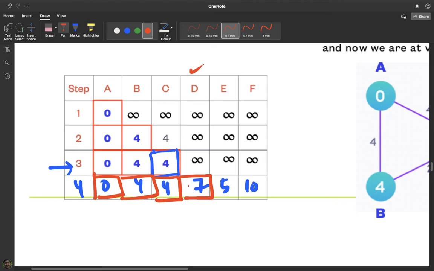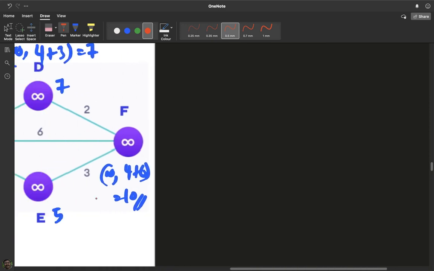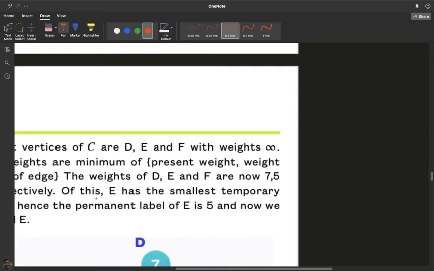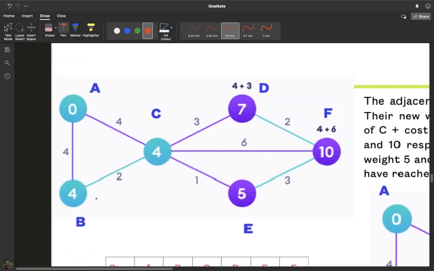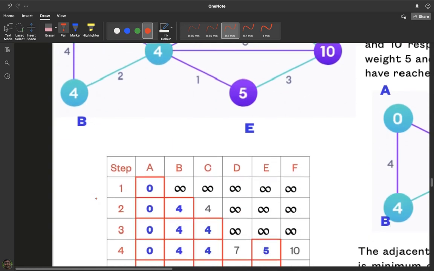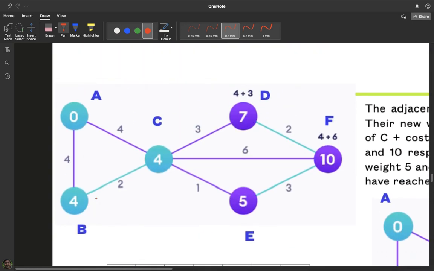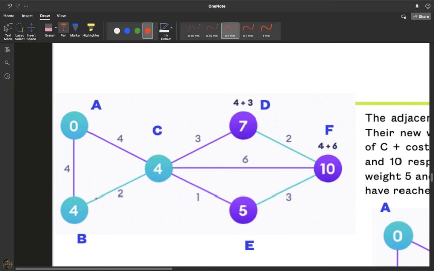Okay, so now you are reaching that vertex. Next step, we will be writing from there. Once you have reached it, from there only one vertex remains, that is F here.